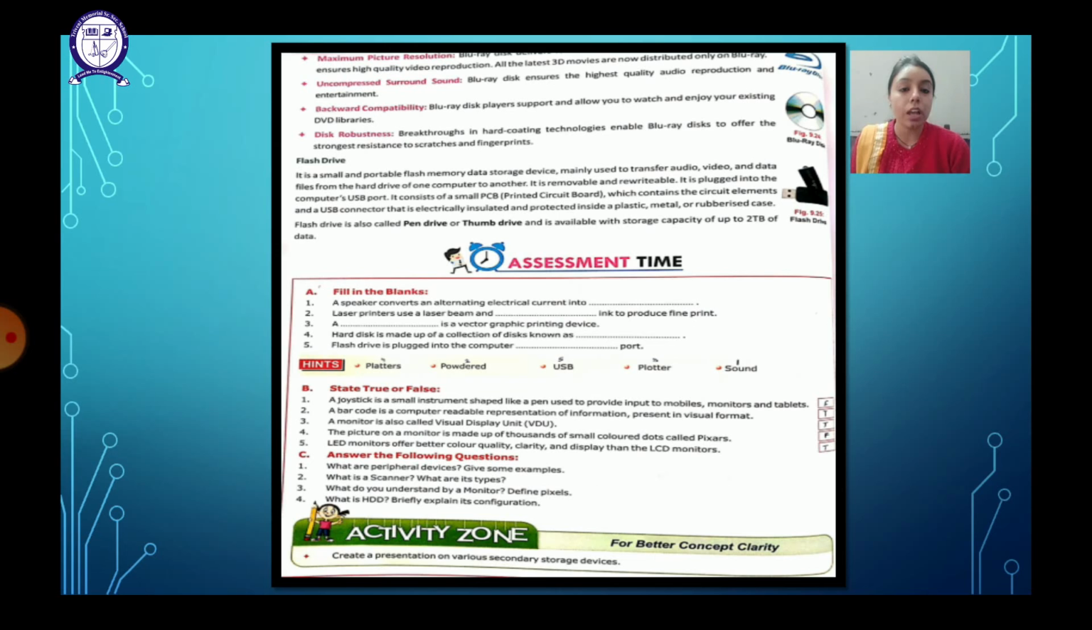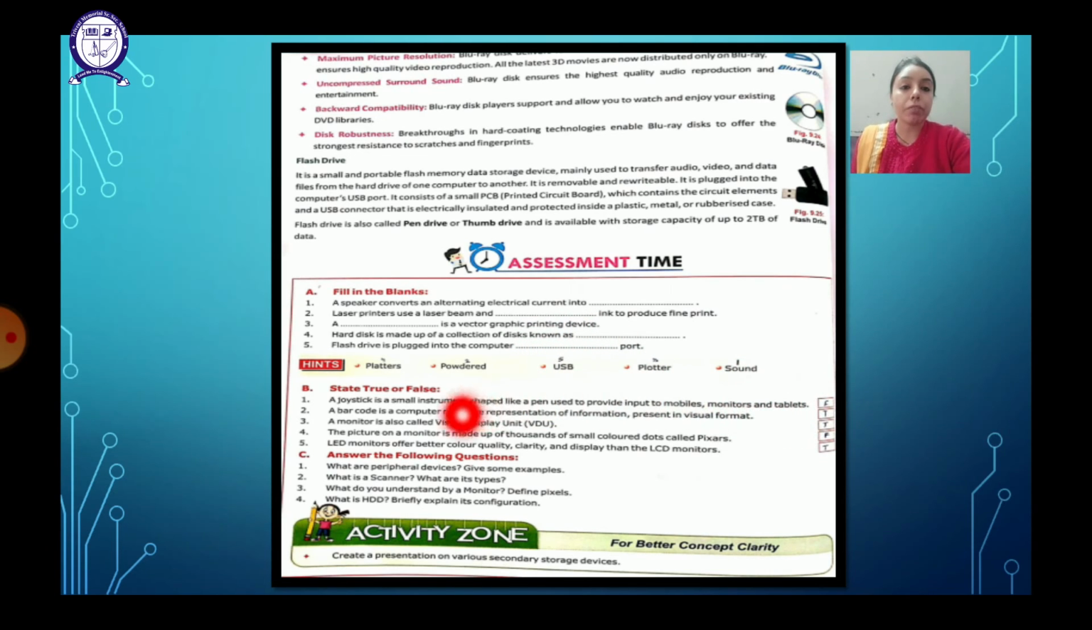The first question is fill in the blanks. A speaker converts an alternating electronic current into dash. So the answer is sound. Second is laser printers use a laser beam and dash ink to produce the fine print. Laser printers use laser beam and powdered ink. A dash is a vector graphic printing device, so for that it is plotter. Then hard disk is made up of a collection of disks known as platters. Flash drive is plugged into the computer dash port. That port is known as USB port, Universal Serial Bus, which is in the rectangular shape.